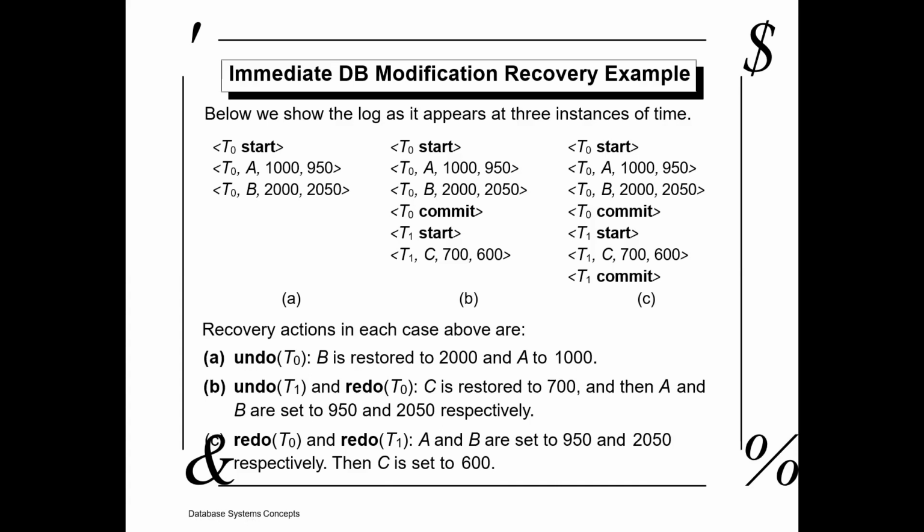My question is, in this immediate database modification scenario, what is the old value of A and what is the new value of A? A's old value is 100, new value is 200. B's old value is 200, new value is 400. This is a very basic example that we are following for every type of database modification.